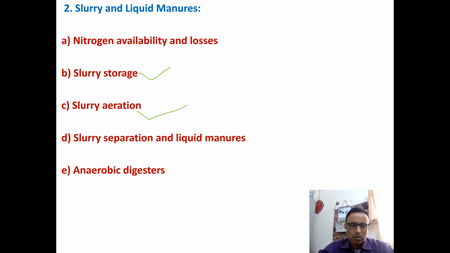Because slurry is liquid in nature, if aeration is not done, then very toxic gases like butyric acid, hydrogen sulfide or methane can easily be created inside the slurry, and that is not good for the soil in which you are going to apply it. If you apply toxic material onto the soil, it may kill the earthworms there. Presence of such toxic material in the sample may kill the earthworms, or it may disturb the soil ecosystem also, right?